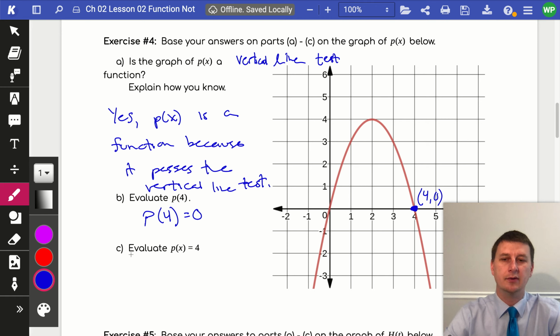Now it wants me to evaluate p of x equals 4. Now remember, p of x right here is not our x value. That's the same thing as our y value. So it wants us to evaluate where y is equal to 4.